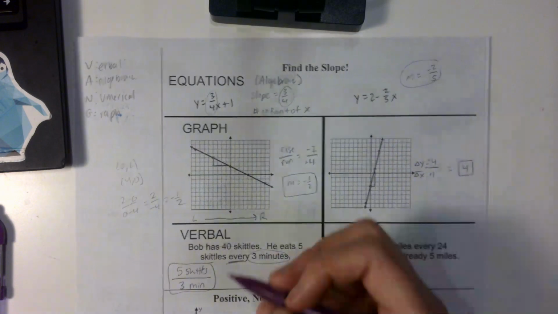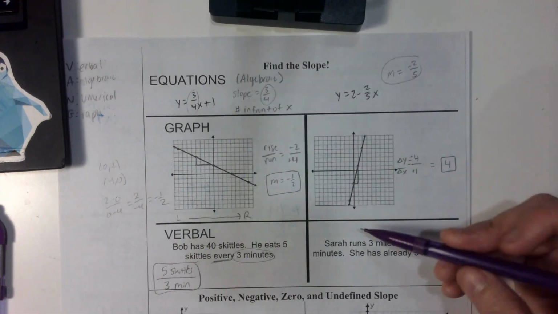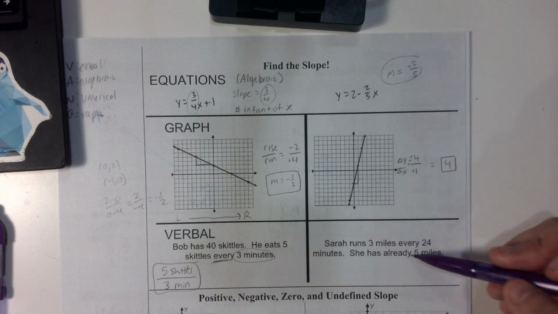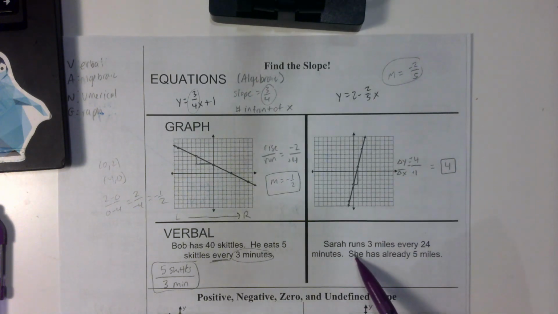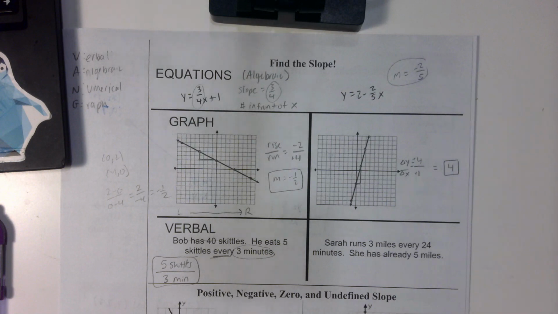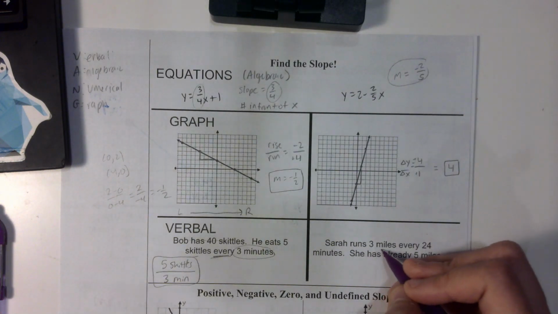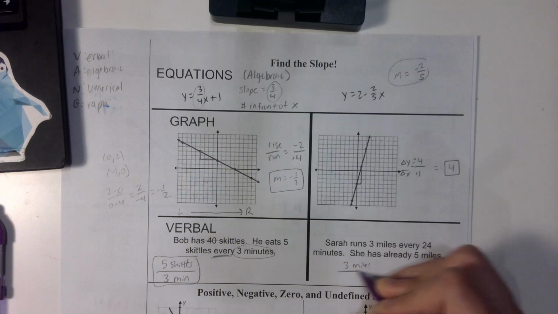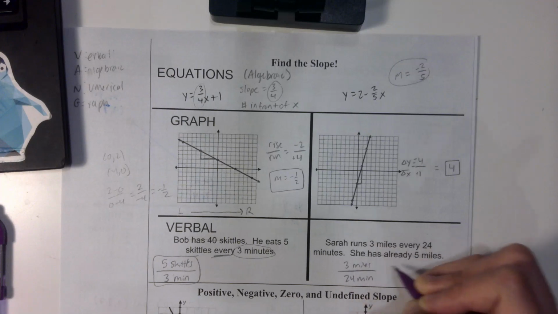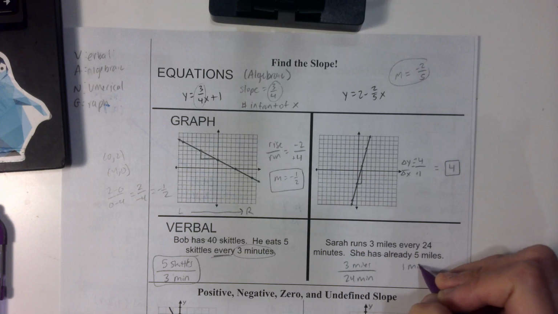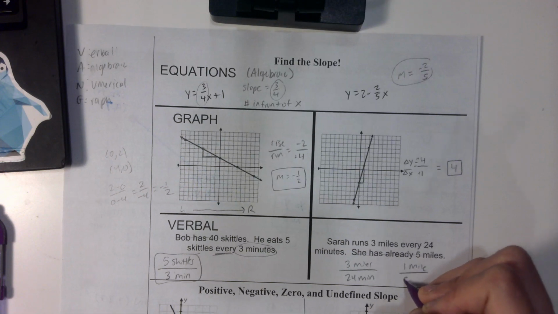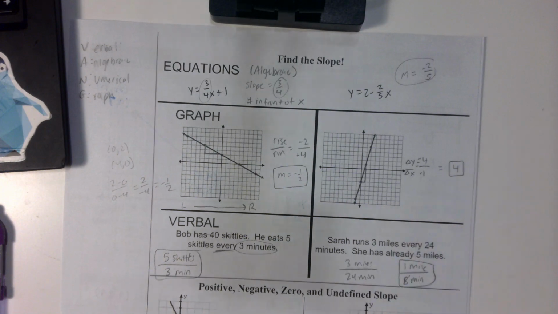Spelling Skittles wrong. Skittles. All right, and here, it runs 3 miles every 24 minutes. She already has 5 miles. This is just extra information for this problem. It could be useful if I asked you a further question, but right now I'm just asking for slope. So we have 3 miles every 24 minutes. So we're going to simplify that to 1 mile per 8 minutes. Right, and our time is usually on the denominator.